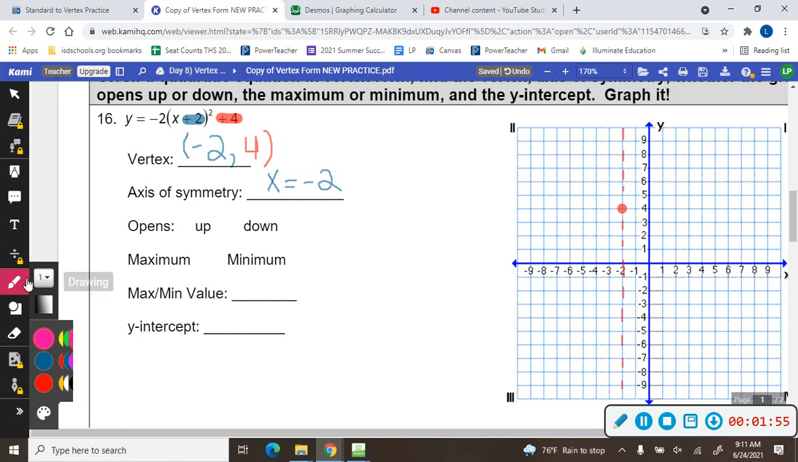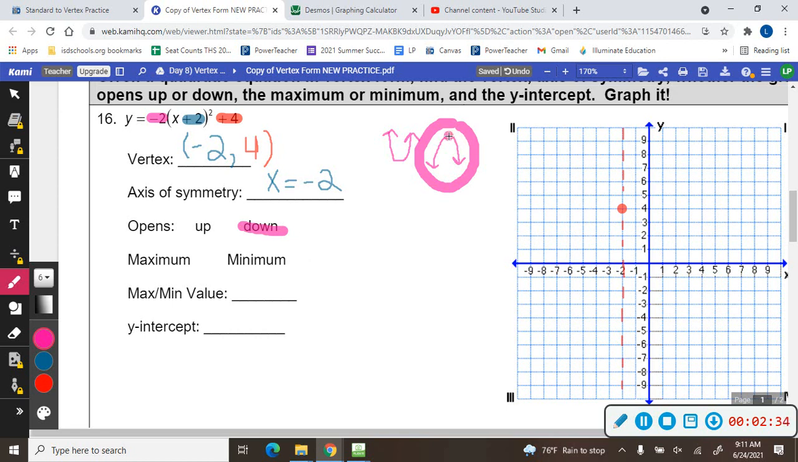Now a third question is, does this open up or down? So what does it mean to open up? Open up means it looks like this. That's what open up means. Open down means it looks like this. How do you know? Well, you just look at this number. If it's negative, then you pick this one. So if this is positive, it would be this one. So -2 means it opens down.